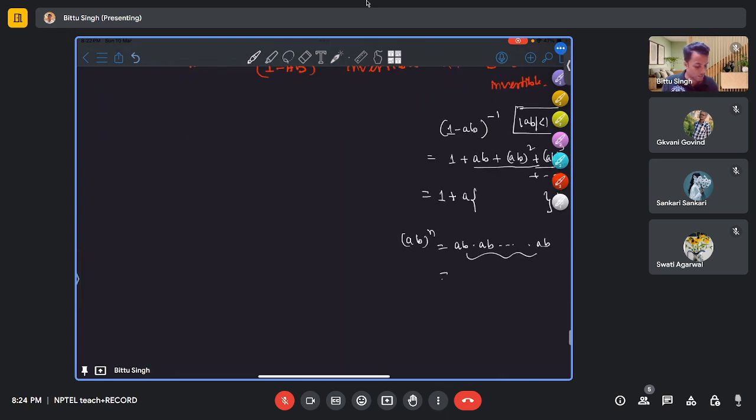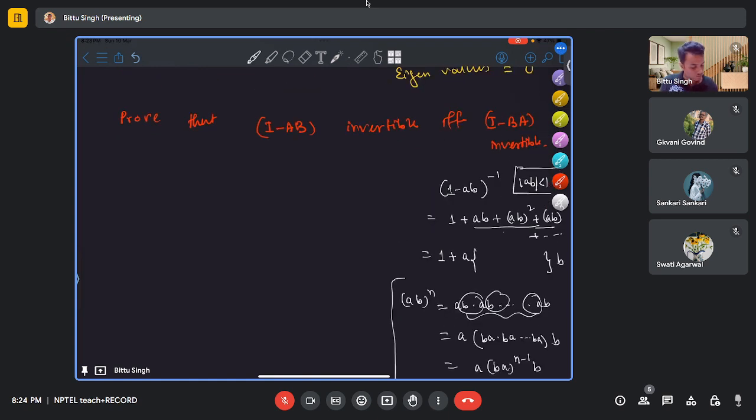If you take a common in the left side and b common in the right side, then the pair will be ba and ba. So ba times ba up to ba. So this is same as a times (ba) to the power n minus 1 times b. Is it okay?